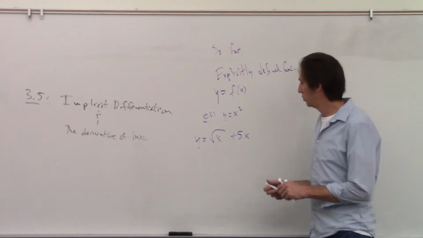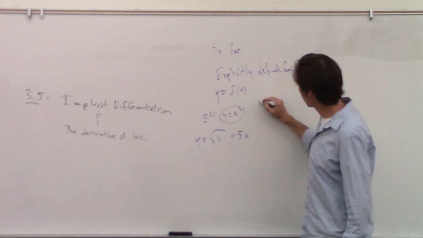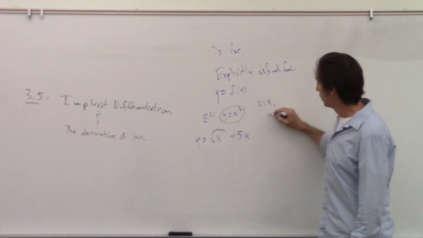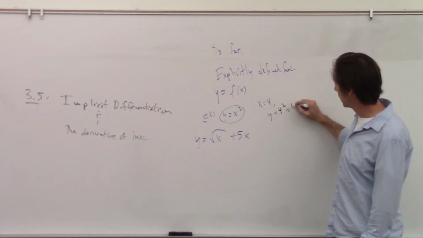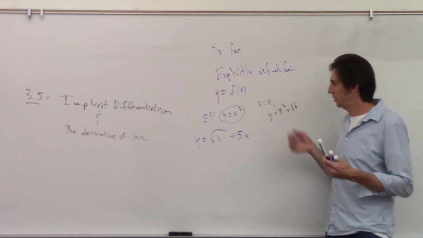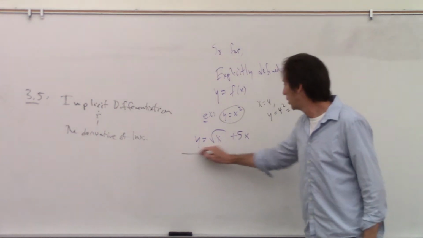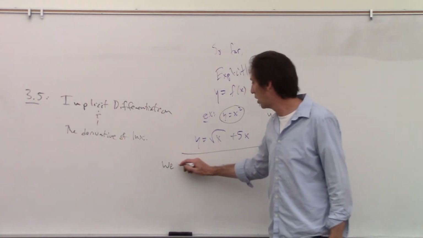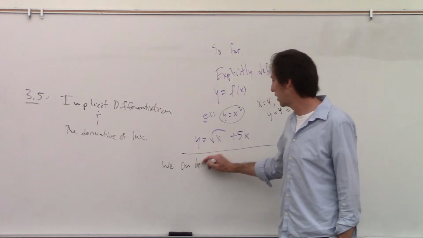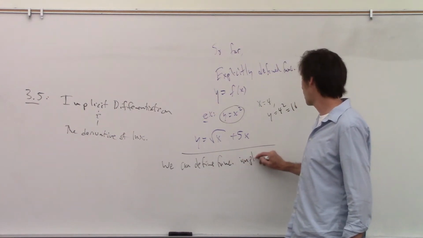So if I were to pick some x value, like x equals 4, we could plug it in and we would get some output, 16. Right, using y equals x squared. It turns out that we can define functions implicitly as well.